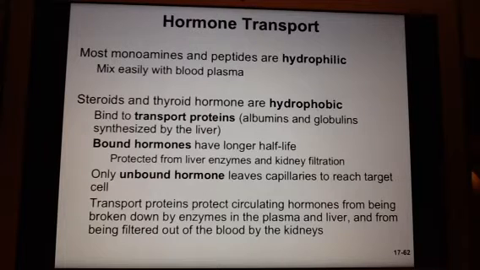Whereas hormones that are unbound don't have that protection, so they're not usually lasting as long in the blood. Only unbound hormones are able to leave the capillaries to reach the target cell. So the hormone eventually does have to break off from the transport protein when it's ready to actually get to where it's going and go to the target cell.